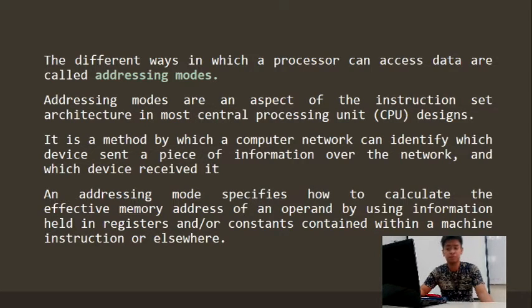First of all, what is addressing modes? Addressing modes is defined as the different ways in which a processor can access data. Addressing modes are an aspect of the instruction set architecture in most central processing unit, commonly referred to as CPU, designs. It is a method by which a computer network can identify which device sent a piece of information over the network and which device received that.